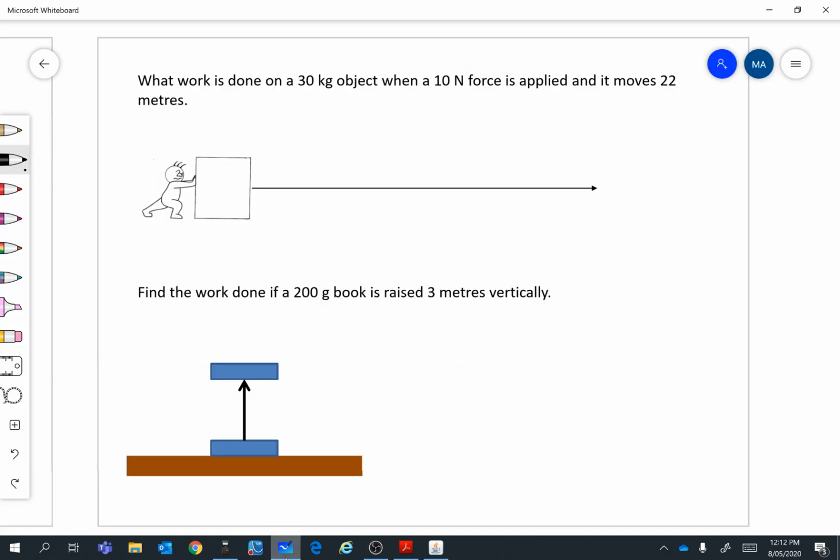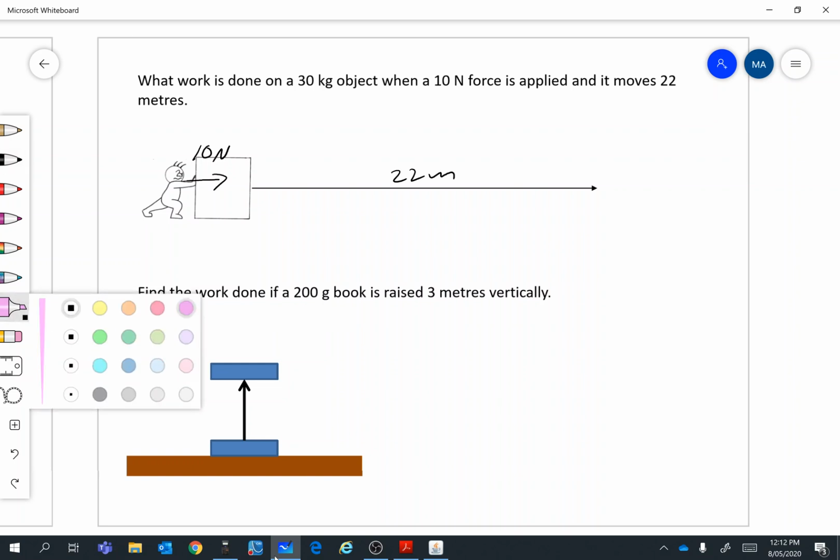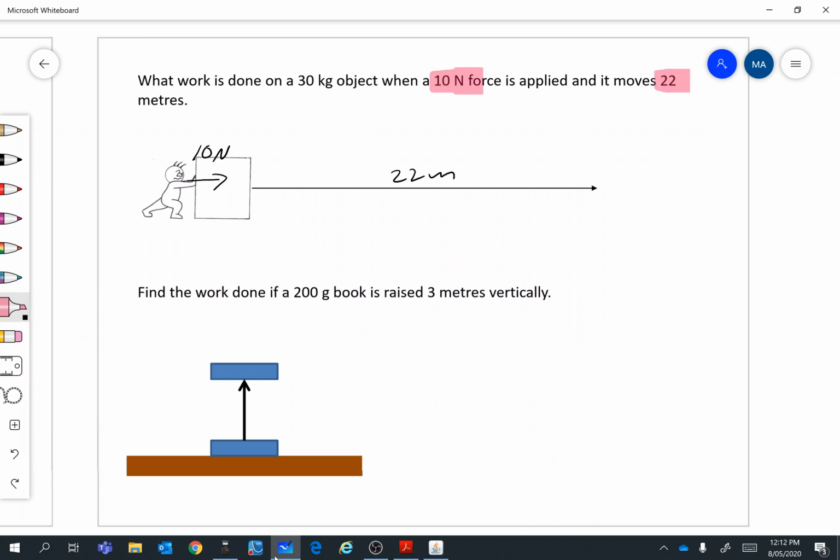Okay, so a couple of calculations to do here. So the work done on a 30 kilogram object. A force of 10 newtons is applied to this, a 10 newton force, and it moves 22 meters. Now it's interesting in this case that for our calculation, these are the important numbers. The mass is not important here.